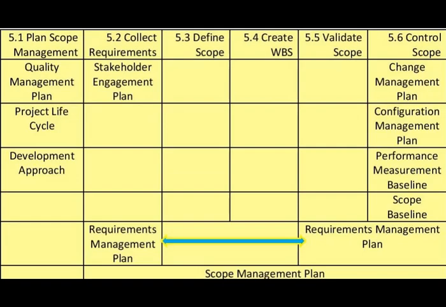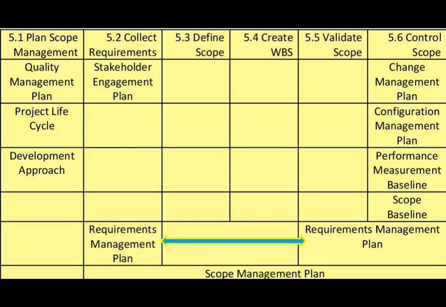Question 5. All of the following are inputs to the plan procurement management process except A. Lessons learned register, B. Requirements traceability matrix, C. Risk register, D. Requirements documentation. Question 6. All of the following are inputs to the identify risks process except A. Lessons learned register, B. Requirements traceability matrix, C. Stakeholder register, D. Requirements documentation.